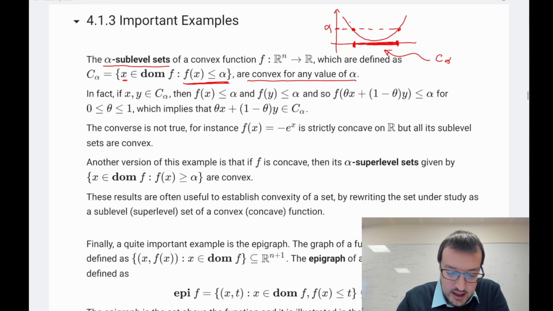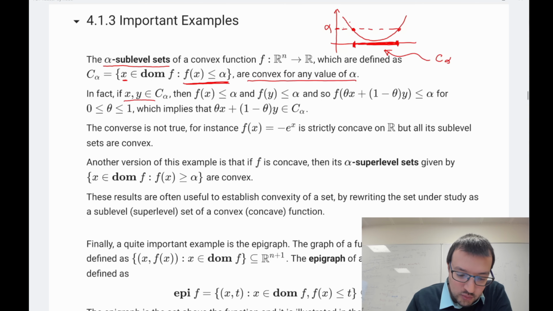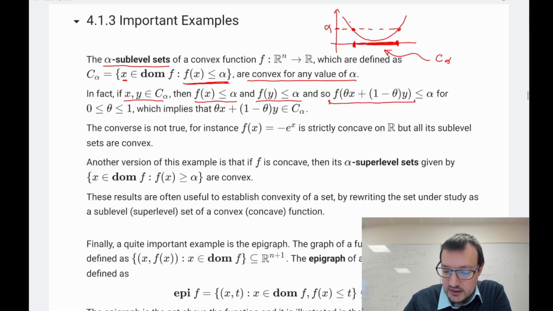This is easy to show. Let's consider any two points x and y which belong to this set. Since they belong to this set, f of x is less or equal than alpha and f of y is less or equal than alpha. Then we want to compute f of theta x plus 1 minus theta y, with theta any value between 0 and 1. Since f is convex, this is less or equal than theta f of x plus 1 minus theta f of y.